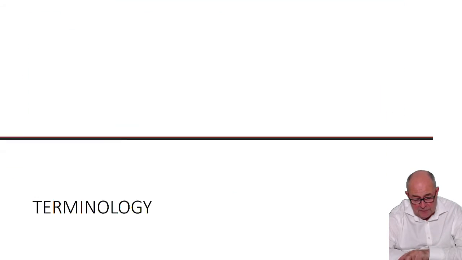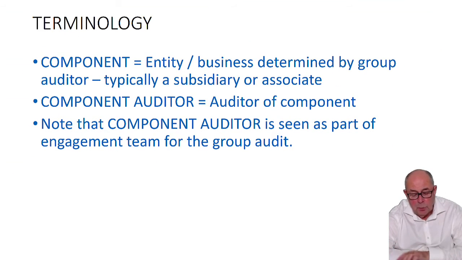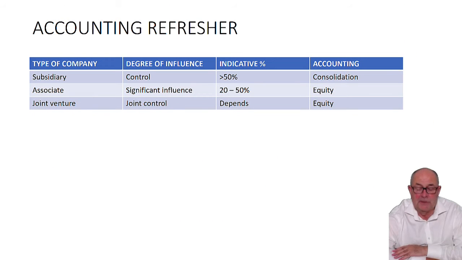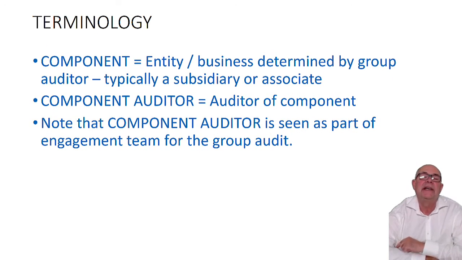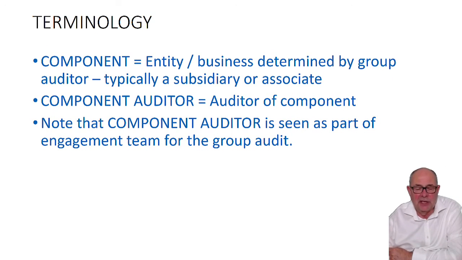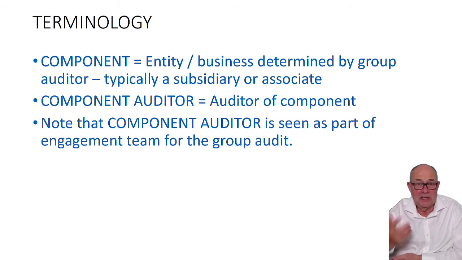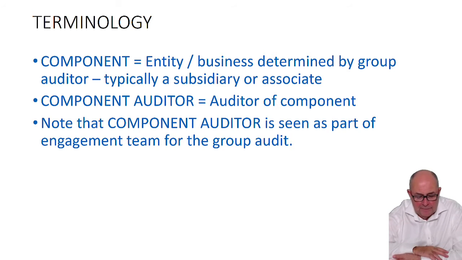Just want to introduce some jargon. When we talk here about a subsidiary or associate or joint venture, in audit terms, it is traditionally referred to as a component. So technically, the ISA says it's an entity or business as determined by the group auditor. So typically a subsidiary, associate or joint venture. In the exam, we tend to type the word component instead of subsidiary. At the same time, it's not the end of the world if you say subsidiary.